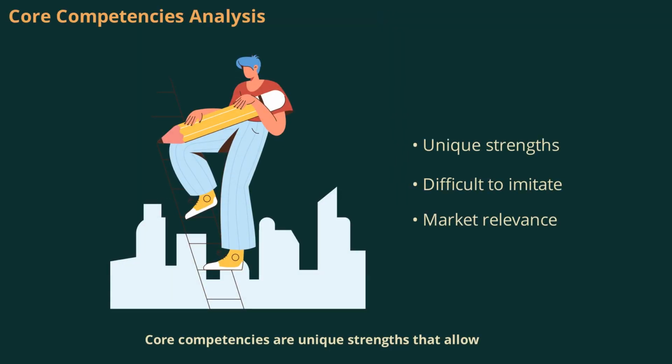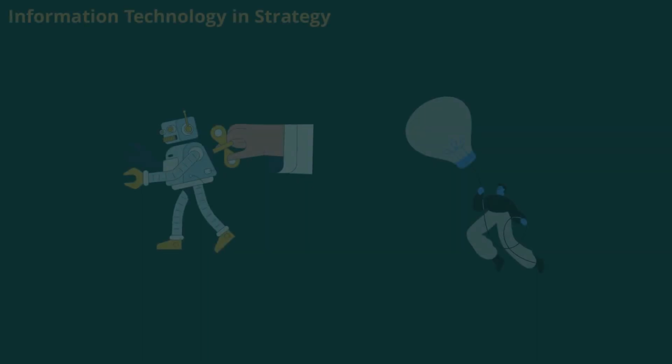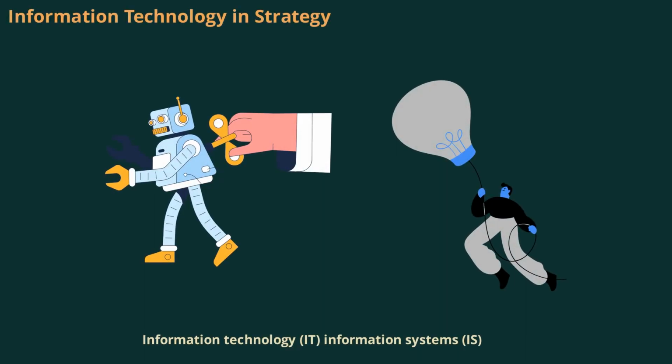Core competencies are unique strengths that allow a company to stand out in the market. They must be relevant, difficult to imitate, and applicable across multiple markets. By leveraging core competencies, organizations can drive innovation, efficiency, and sustained competitive advantage. Information technology, IT, information systems, IS, and information management, IM, play a strategic role in modern organizations. They enable better decision-making, process automation, and integration across the value chain.